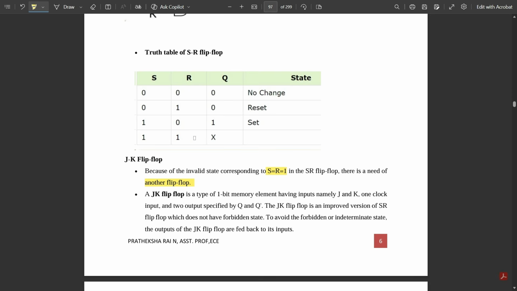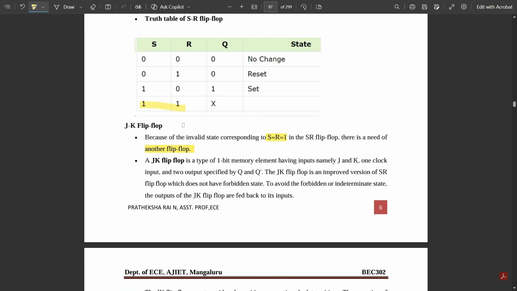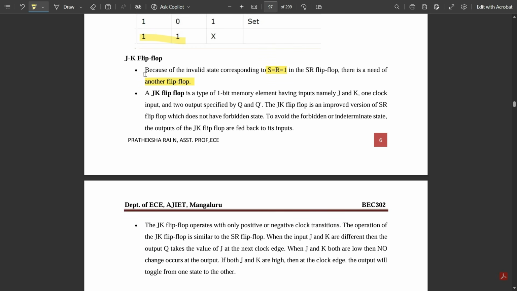Okay, this essential state, that is 1 1, which is occurring in SR flip flop, would be avoided in case of JK flip flop. Okay, so you see here, a JK flip flop is a type of 1 bit memory element having inputs namely J and K, one clock input and two outputs, that are called Q and Q dash.